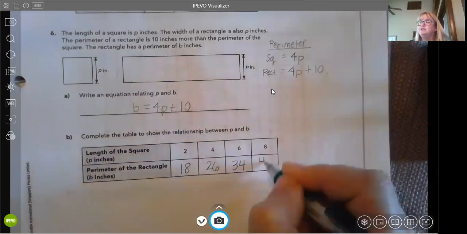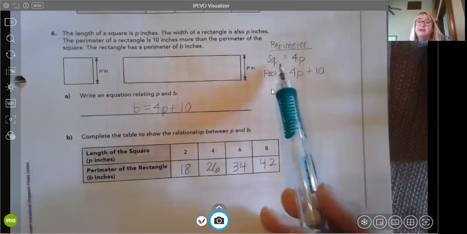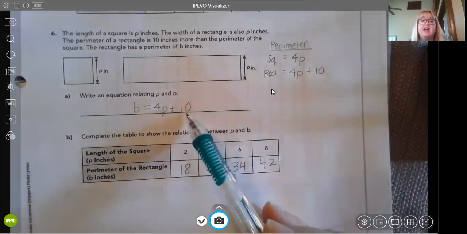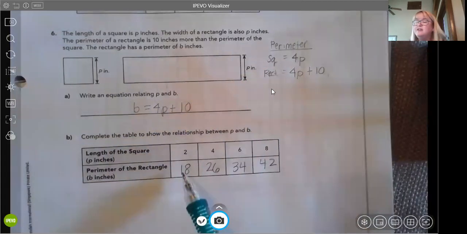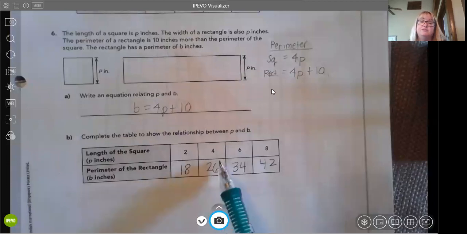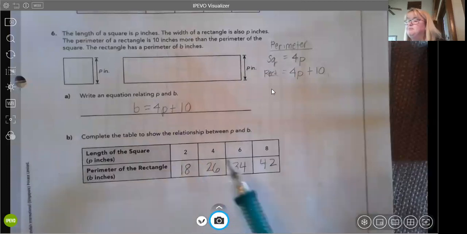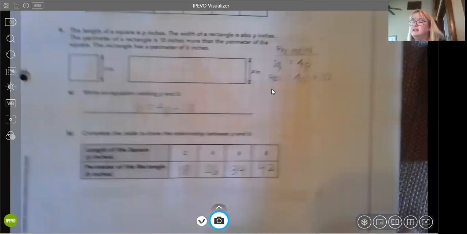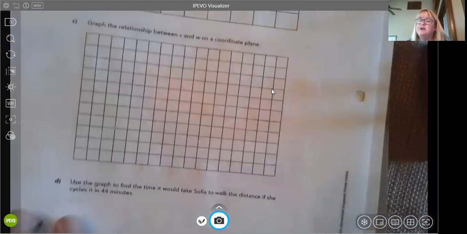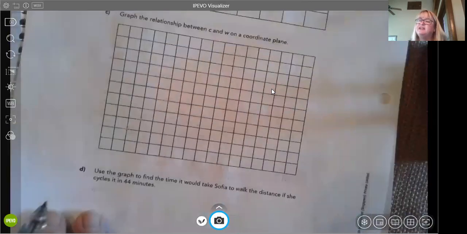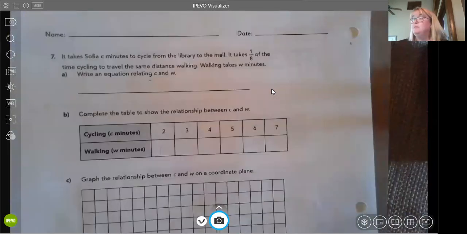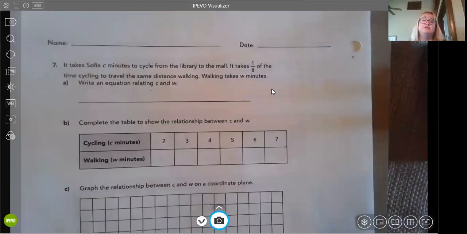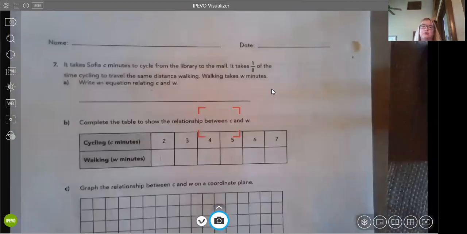So what we did was take a situation and make a linear equation out of it, and then figure out what the values were depending upon what P is. All right, let's look at 7. 7 and 8 are where we are going in Algebra 1, and I'm going to do most of 7 and 8 with you because it is pretty tricky.